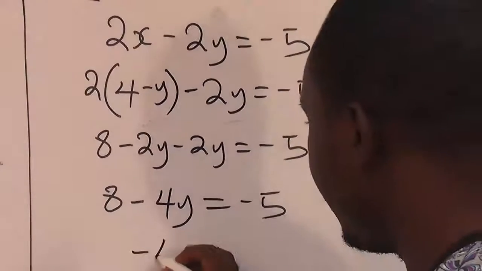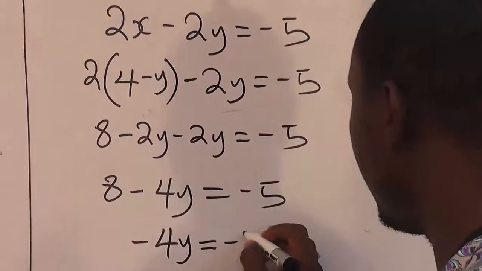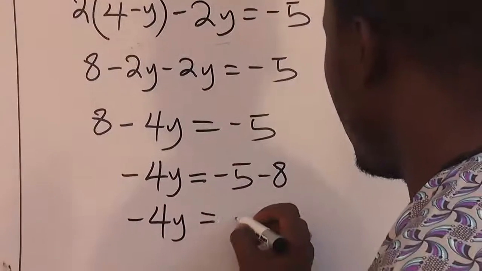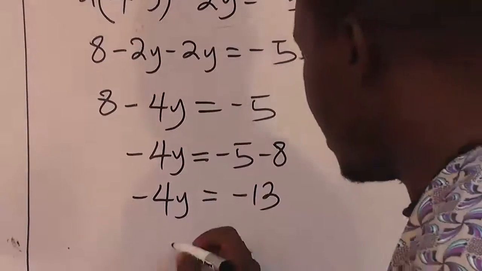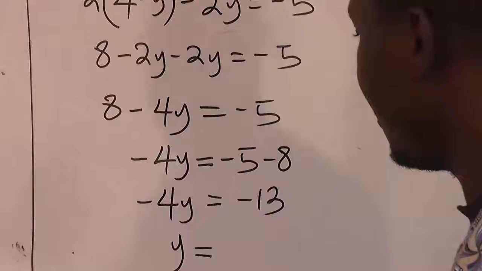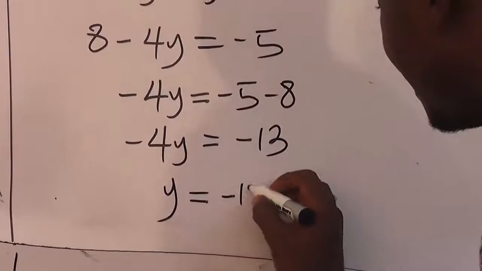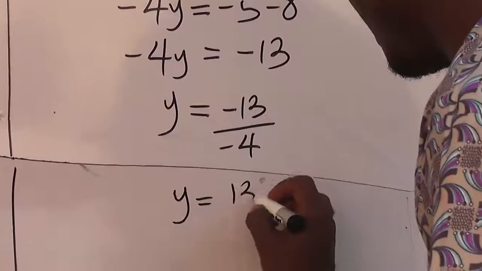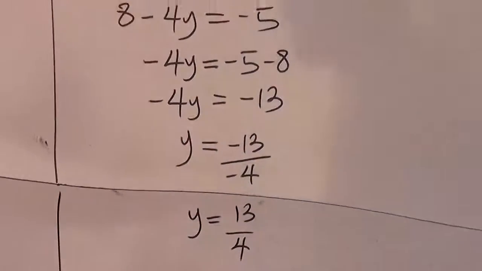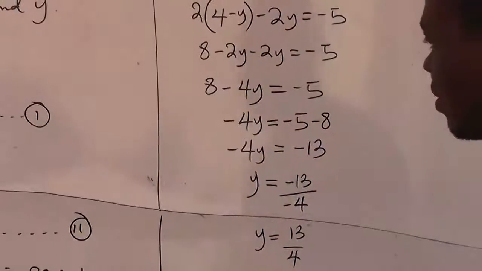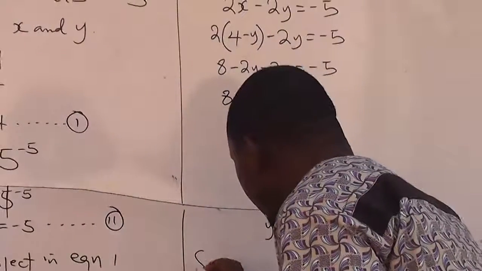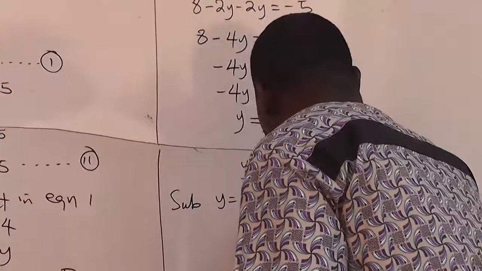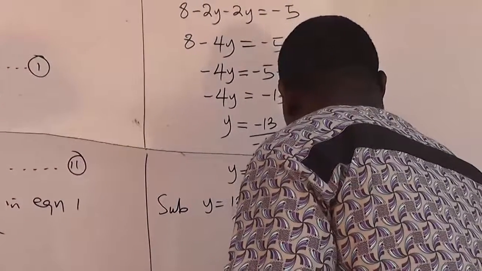We collect like terms, we have minus 4y is equal to minus 5 minus 8. So minus 4y will be equal to minus 13. If we divide both sides by minus 4, it will be minus 13 over minus 4. So y is equal to 13 over 4, because minus can take out minus. So we already got our value of y. We substitute y is equal to 13 over 4 into equation 1.